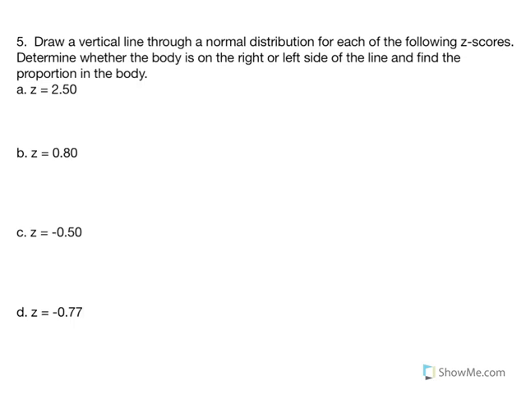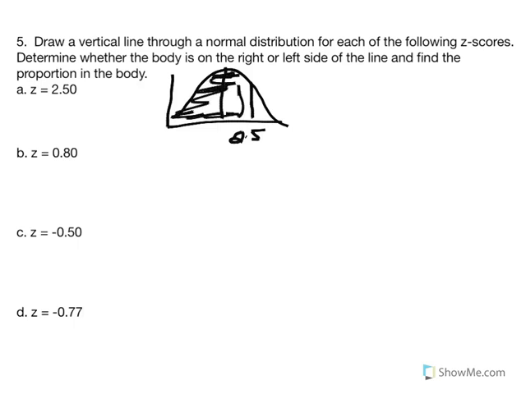So our first distribution pertains to a positive z-score. So here's the mean. A positive z-score of 2.50 would be to the right and pretty far out there. So it's 2.5 standard deviation units above the mean. And the body is illustrated by the larger portion of the entire distribution. Okay, so this is the body.